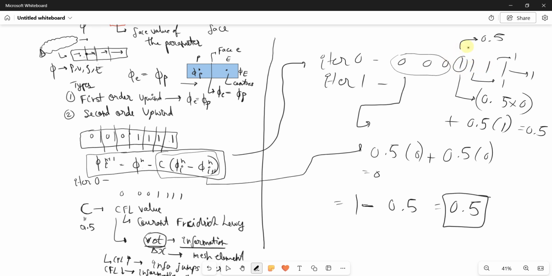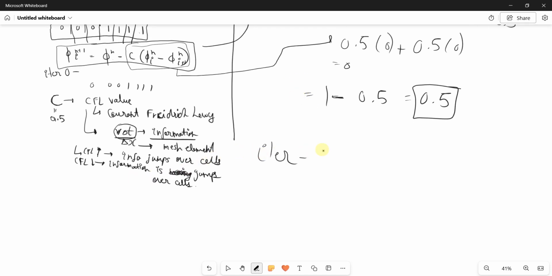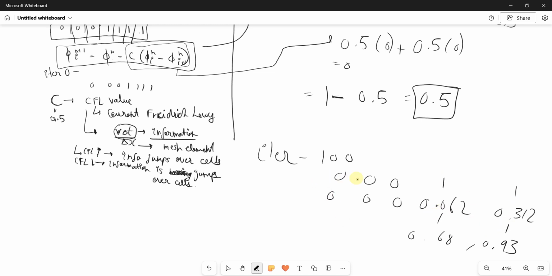Now as iterations go, each value gets decreased. What does this mean? Let's say after I run more iterations, suppose I have reached iter 100. The values might have become, suppose, 0, 0, 0, 0.062, 0.312, 0.68, and 0.93. And how was it earlier? It was 0, 0, 0, 1, 1, 1, 1, correct? So for iter 0 it was these values, and then at iter 100 it has become these values.